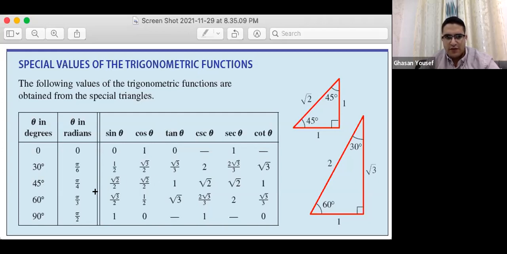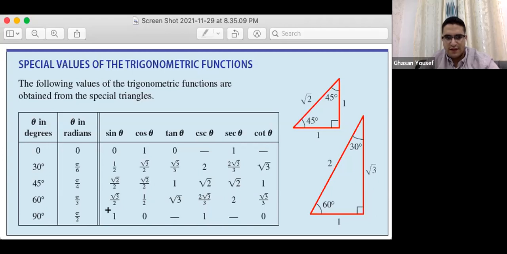For the angle 45, the sine is the square root of 2 over 2, and the cosine is the square root of 2 over 2. The tan is 1 because sine over cosine is 1. The same for 60 degrees: the sine is the square root of 3 over 2, the cosine is 1/2, and the tan is the square root of 3. The same here, the other ratios are the reciprocals.